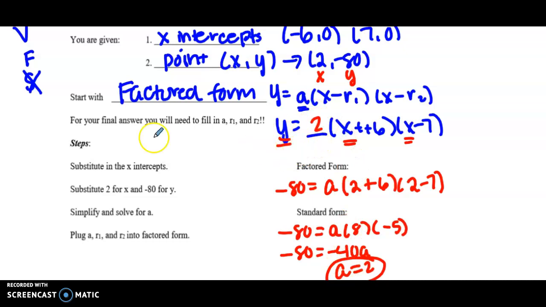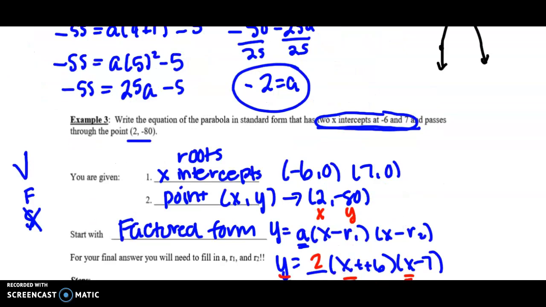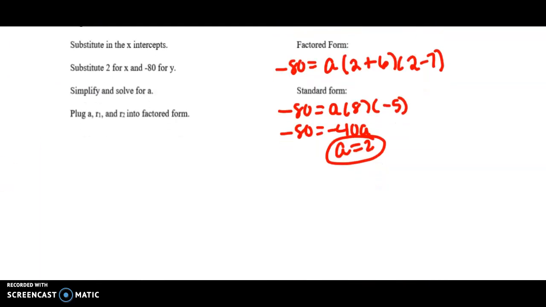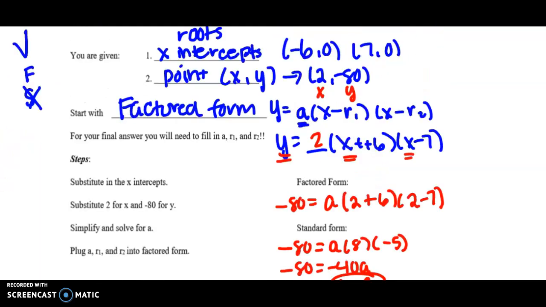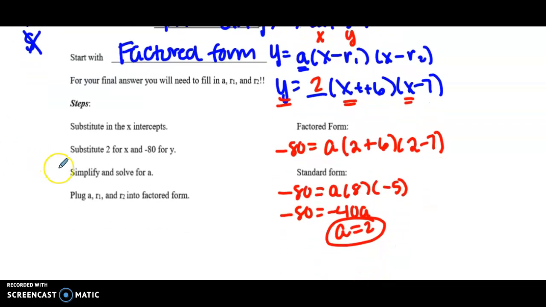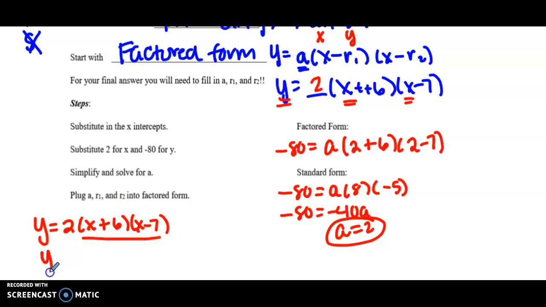y equals 2 times x plus 6 times x minus 7. Now, if I want to write this into standard form, remember you're just going to multiply it out, okay? So let's say we have y equals 2 times x plus 6, this is factored form, times x minus 7. To get this in standard form, we're going to multiply this out here.